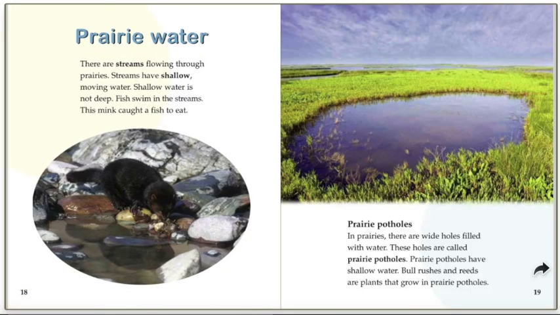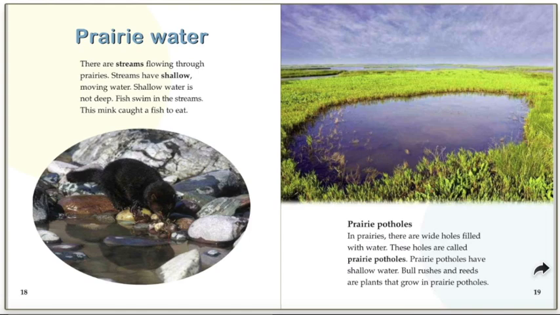Prairie water. There are streams flowing through prairies. Some streams have shallow moving water. Shallow water is not deep. Fish swim in the streams. This mink caught a fish to eat.